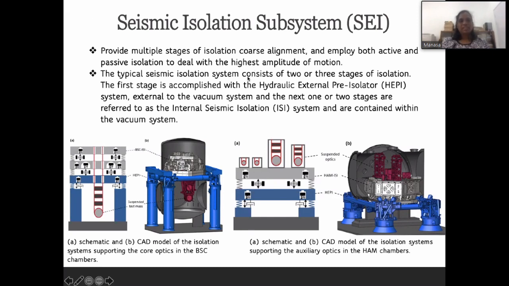So the typical seismic isolation system is built of two types of stages. One is the one that is outside the vacuum, and we call it the HEPI, which is the hydraulic external pre-isolator. And there's one stage which is inside vacuum, which is the internal seismic isolation system, the ISI. So what you see in here in the picture is a schematic and a CAD model of the HEPI and the ISI being used for two different types of chamber. One is the BSC, which is the basic symmetric chamber, and then we have the HAM, which is the horizontal access module, which gives horizontal access to the optics. So that is the HAM chamber.